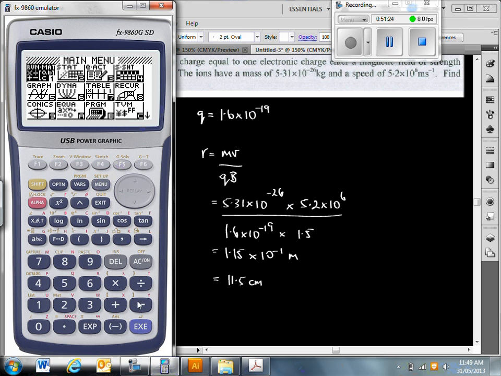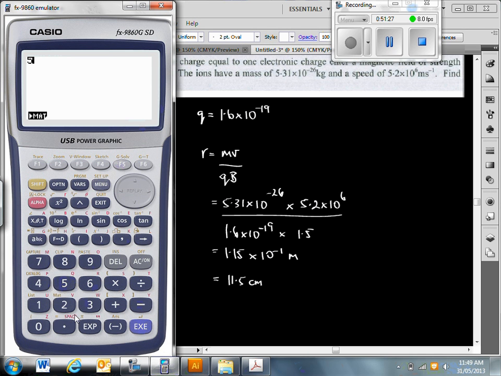Well, let's have a look. 5.31 minus 26, times by 5.2 to the power of 6. I'll put divided by, and I'll put a bracket around this, 1.6 minus 19 times 1.5. The reason I don't do this all the time is because it takes me so long. Boys, no singing in here, please. 1.15 meters. That's what I get.